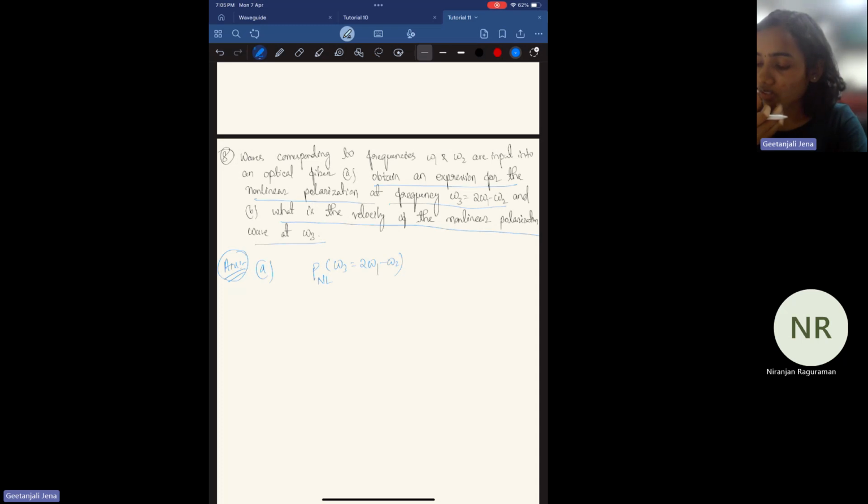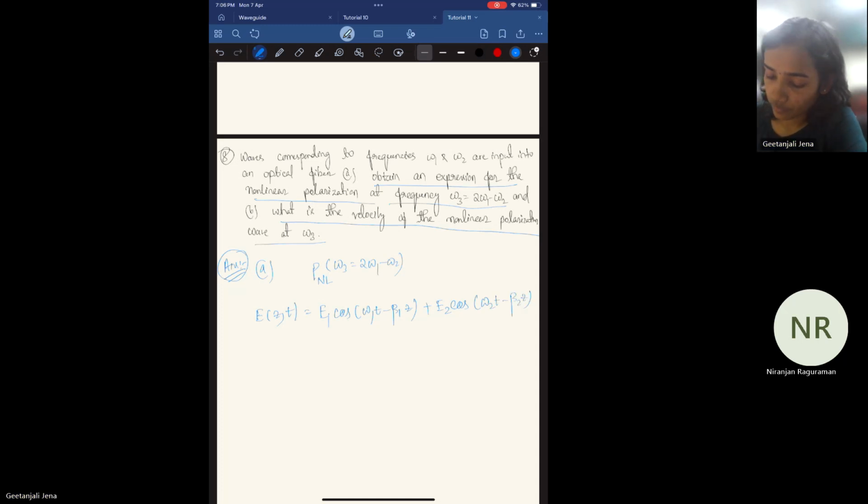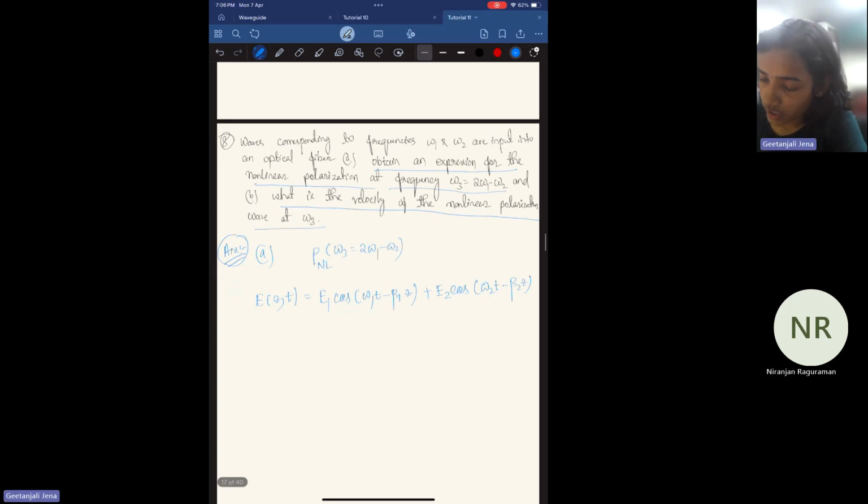So if you recall the first question, we have an expression like this only. The electric field has two frequencies. One is E1 cos omega 1 t minus beta 1 z plus E2 cos omega 2 t minus beta 2 z. So I'm just writing the expression that we got before.